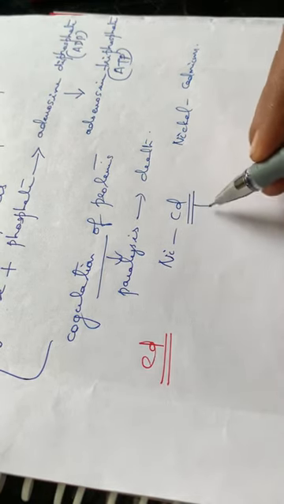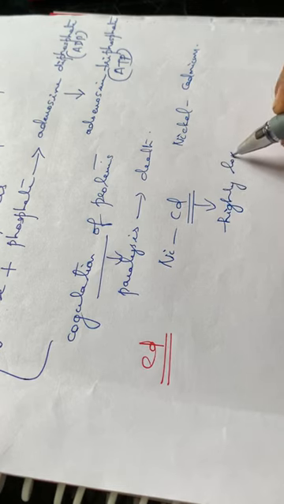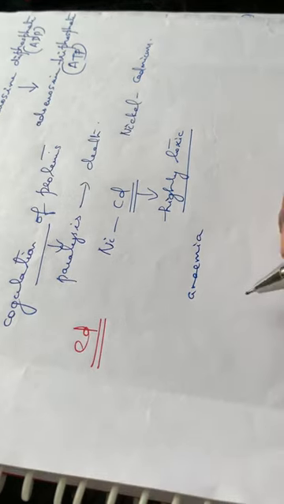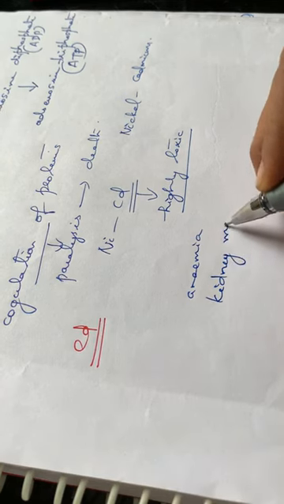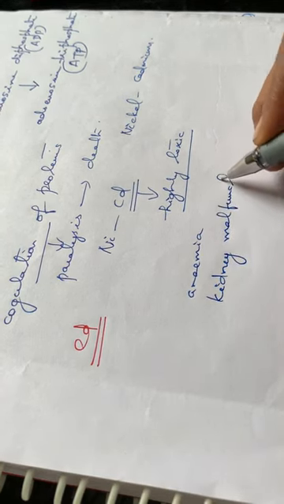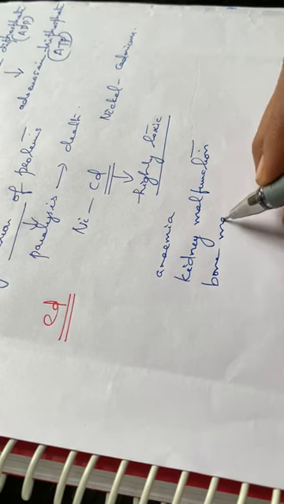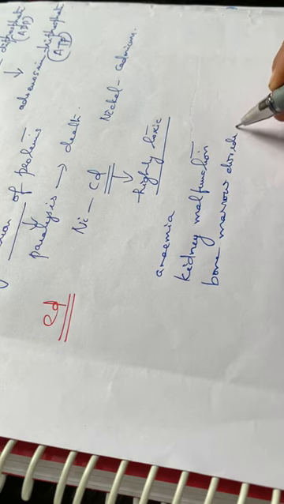And see, cadmium is highly toxic. Cadmium will lead to anemia, then kidney malfunction, then bone marrow disorder, etc. So these are some of the harmful effects of this cadmium.